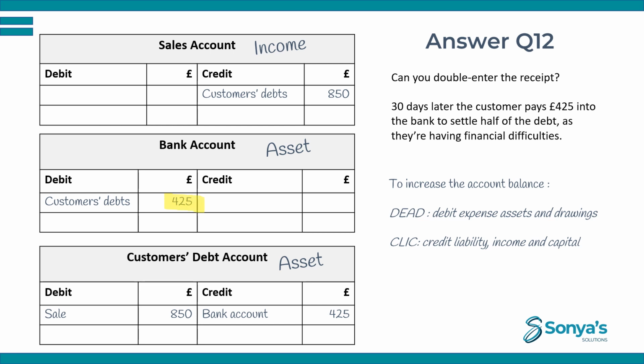Debiting the bank account increases the bank balance, the asset of cash, by £425. The customer's debt is on the debit side of the asset account. The balance needs reducing, so we credit it. Let's do two simple checks. The entries balance and the balance on the customers' debts account looks reasonable. It can be calculated as £850 minus £425 equals £425 outstanding.